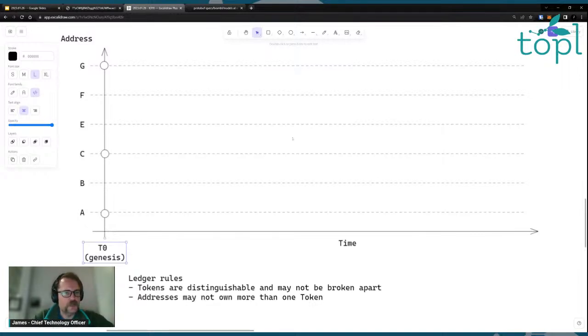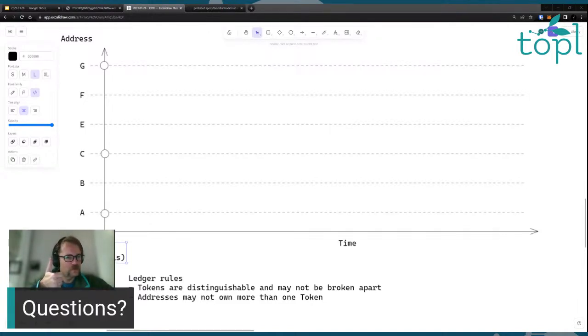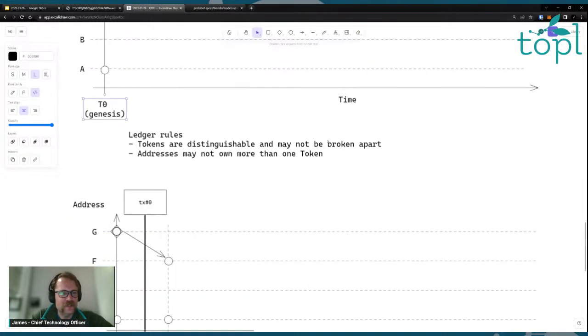Okay, before I go on, make sure we're good with this. It can quickly get more complicated, so I'm trying to make sure. Cool. All right, let's go.